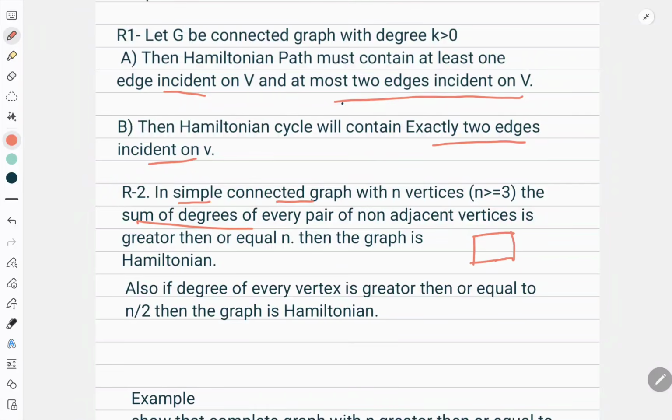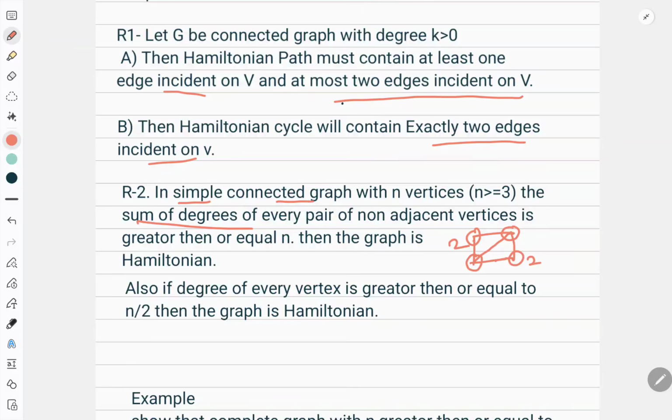It is a simple connected graph. n is greater than 3. Now the sum of degrees of every pair of non-adjacent vertices. This is non-adjacent, this is non-adjacent. What is the sum of degrees? Here degree is 2, here degree is 2. So 4 is greater than or equal to n. Yes, n is 4 and the sum is also 4. So it is equal. That is why this graph is Hamiltonian. And even if you join like this, it is correct, because here what is the degree? 3 and 3. 3 plus 3 is 6, which is greater than or equal to n.